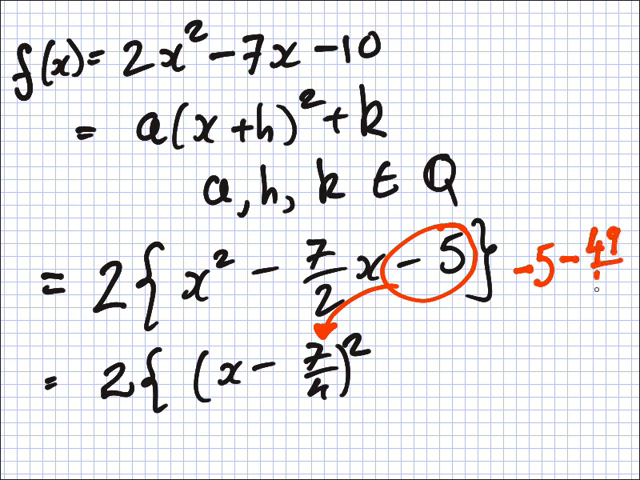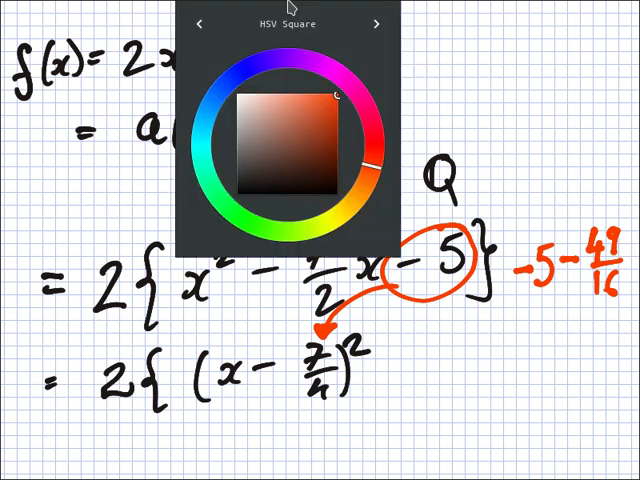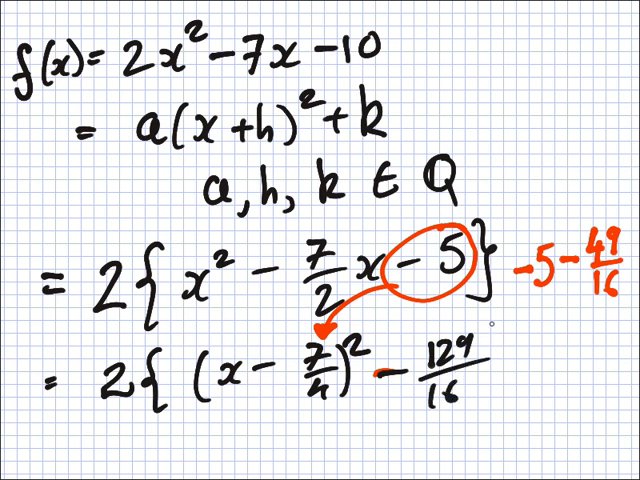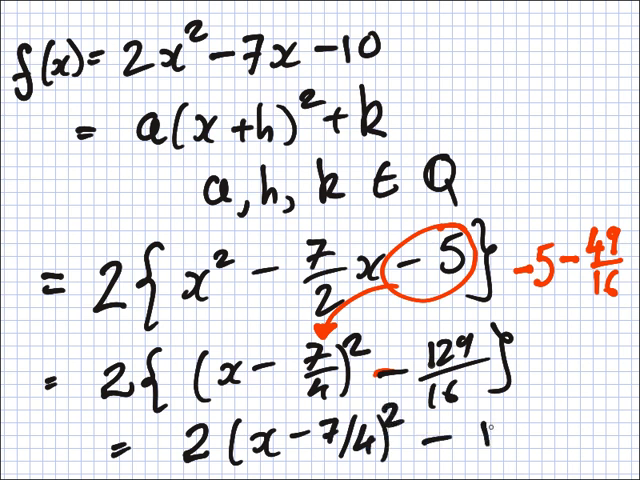49/16. Wasn't that it? Whoops, sorry. Which comes to be... Well, I don't know actually. I don't have a calculator on me. What is that, please? Minus 129/16. Okay. And then, finally, we multiply in the 2. So that is 2(x - 7/4)² - 129/8.